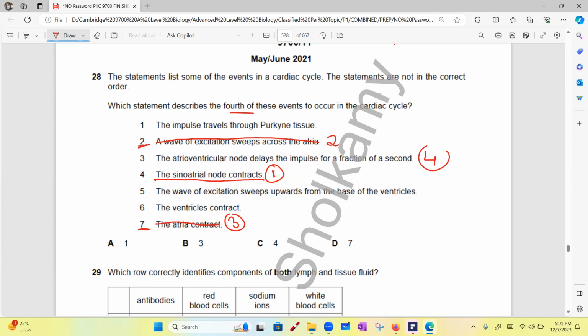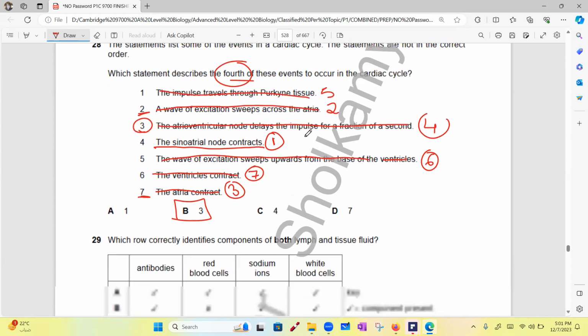No, you're- it passes through the Purkinje tissue. Yes, correct. And then the wave of excitation sweeps upwards from the base of the ventricles. Actually, I missed the bundle of His. The bundle of His will come before the Purkinje tissue. And the last thing, the ventricles contract. Now, what do they want? They want the 4th. So we said number 4 is this. So the answer should be B. Is it B? We'll find out later.